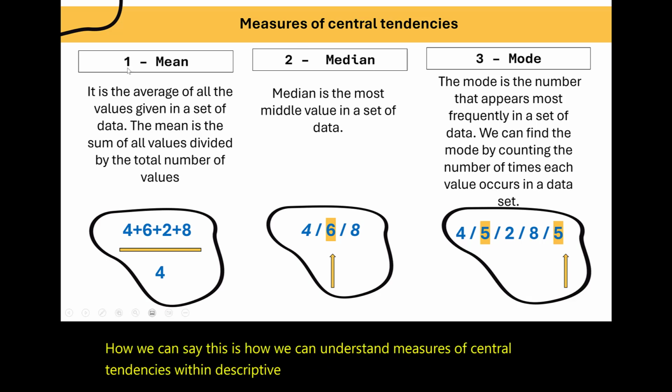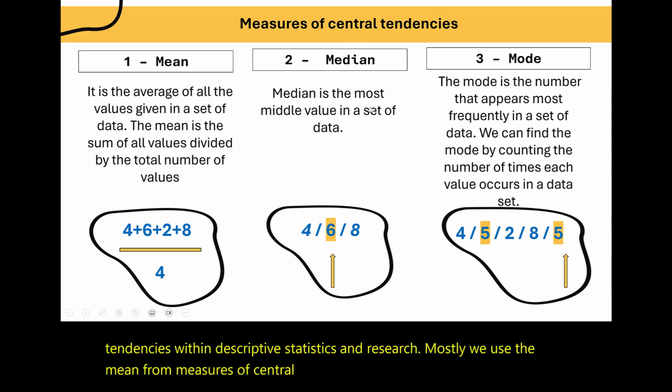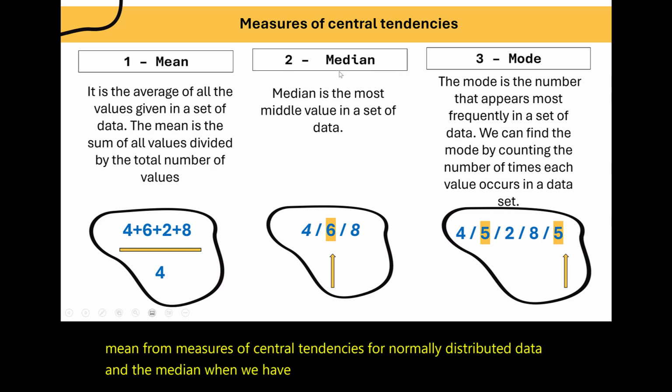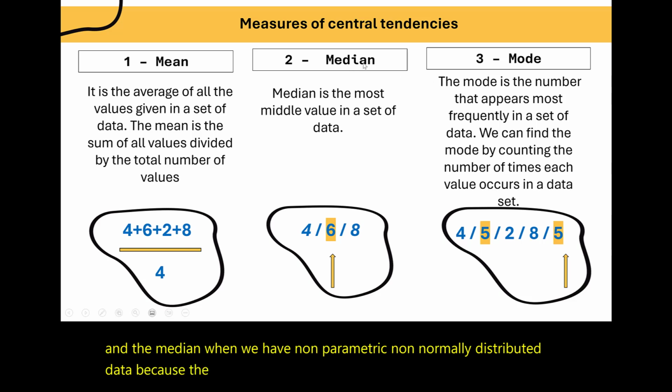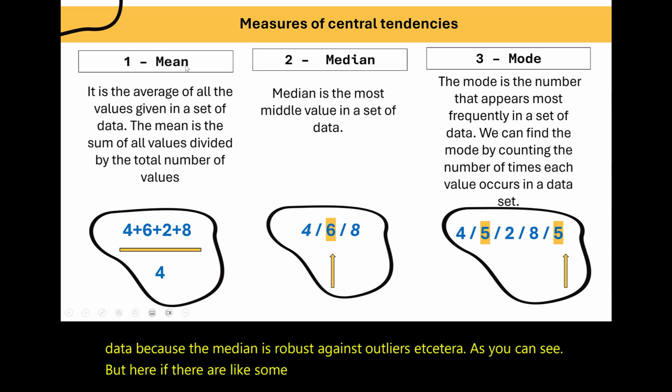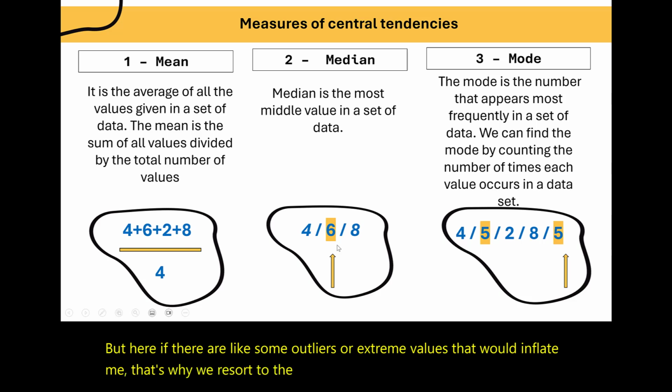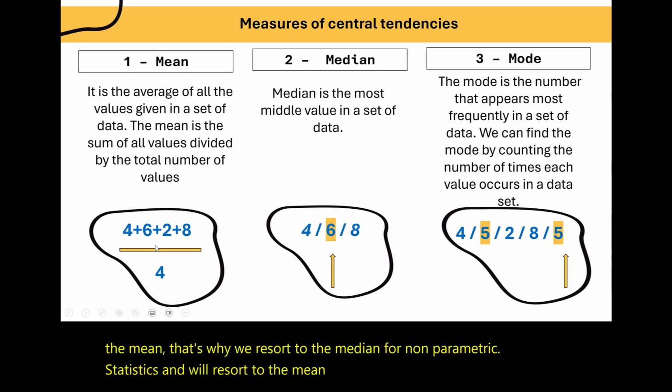This is in brief how we can understand measures of central tendencies within descriptive statistics. In research, mostly we use the mean from measures of central tendencies for normally distributed data, and the median when we have non-parametric, non-normally distributed data, because the median is robust against outliers, etc. If there are some outliers or extreme values, that would inflate the mean. That's why we resort to the median for non-parametric statistics, and we resort to the mean for parametric statistics.